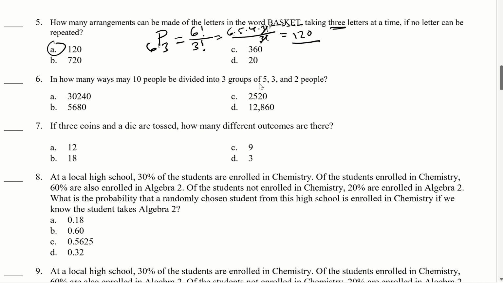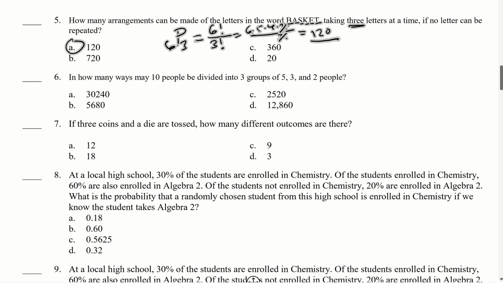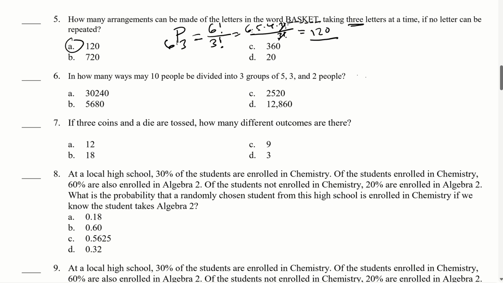All right, so the answer for that one is A. Number 6, how many ways may 10 people be divided into three groups of 5, 3, and 2 people? So we start out with 10 people, and we have the group of 5 people, then the group of 3 people, then a group of 2 people.